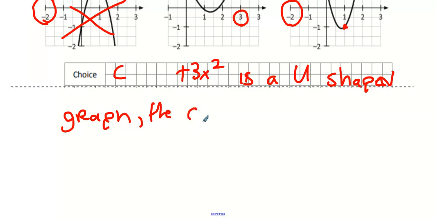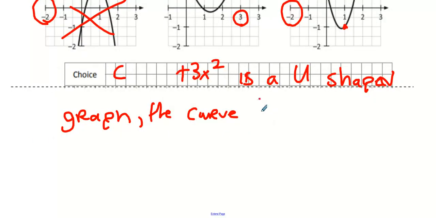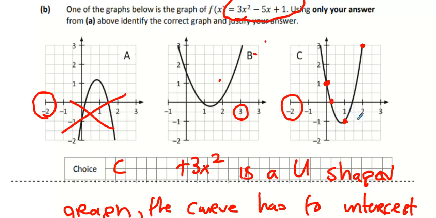The curve, where does the curve have to intercept the lines? The curve has to intercept at 0.23 and 1.43. So it has to intercept the x-axis. And is that correct? That's about 0.2, isn't it? So that blue dot is about 0.2 and the other blue dot is about 1.4. And that proves what we're talking about.